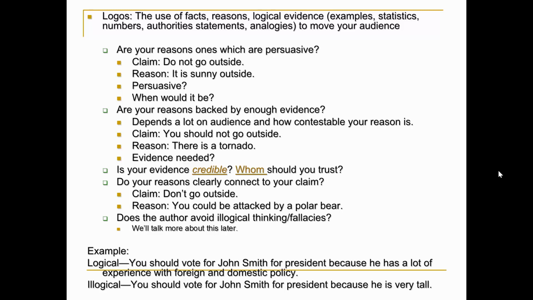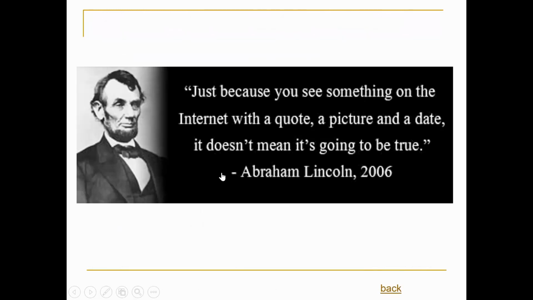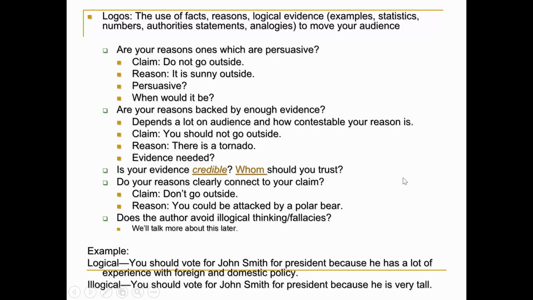I'm not going to summarize all his arguments because I don't believe him. Okay. So, is your evidence or is the arguer's evidence credible? Whom should you trust? Oh, sorry. That wasn't what I wanted to connect to. So, is your evidence credible?